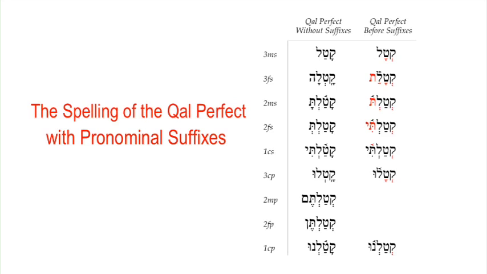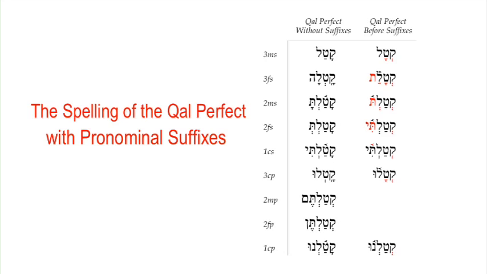That's because pronominal suffixes don't appear on those particular verbs, and so there's no need to see any of the changes that occur. In the right-hand column, you will see highlighted in red all of the different spelling changes that occur when a pronominal suffix appears on a verb. Now, in most instances, the spelling changes are just related to the vowels. So if you look in the 3MS form, for example, you'll see that the qamets patah vowel pattern has shifted to shewa qamets before a pronominal suffix. That same spelling change also occurs in the 3CP, and similarly, way down at the 1CP, the last form, you'll simply see that the qamets has changed to shewa.